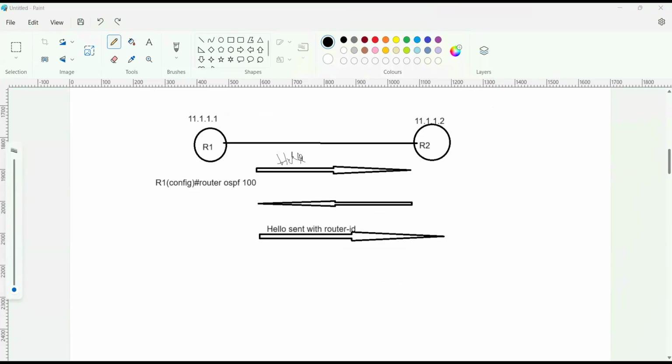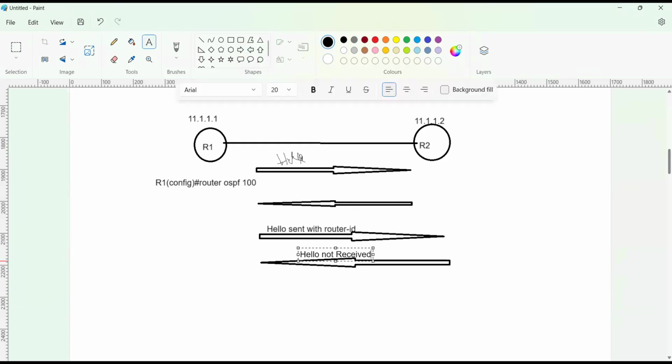If we configure it, then we will receive. Otherwise, it won't send the neighbor information. If we have not configured it, then it won't send. Hello not received. When we configure both ends, then only it will be sent. Otherwise, it will give the reply hello not received, and that neighbor is down.